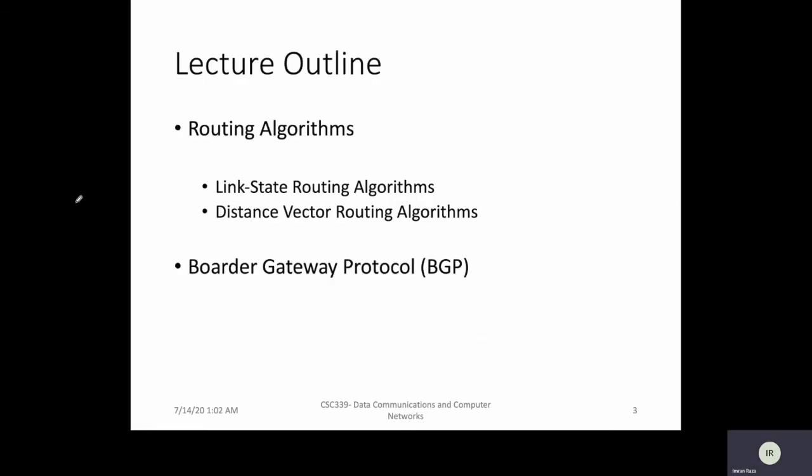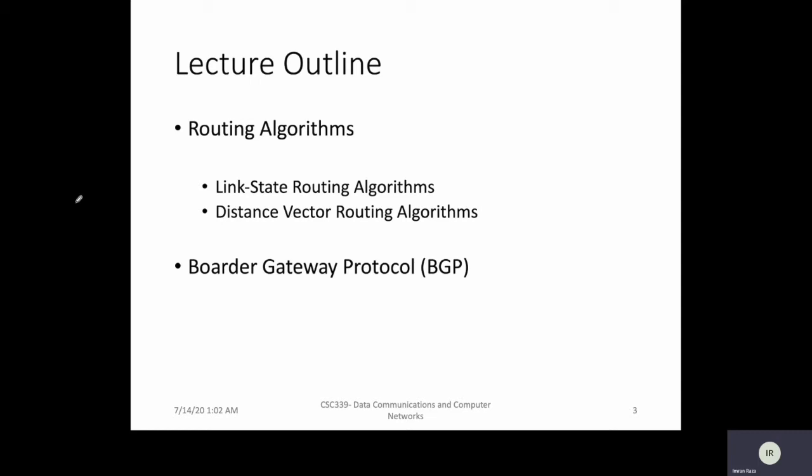Today we'll talk about routing algorithms, and specifically we'll be talking about link state routing algorithms, distance vector routing algorithms, and we will also be discussing the routing protocols that are making use of these routing algorithms. For example, we'll be talking about open shortest path first, which makes use of link state routing algorithm, and then we'll talk about routing information protocol, which makes use of distance vector routing algorithm.